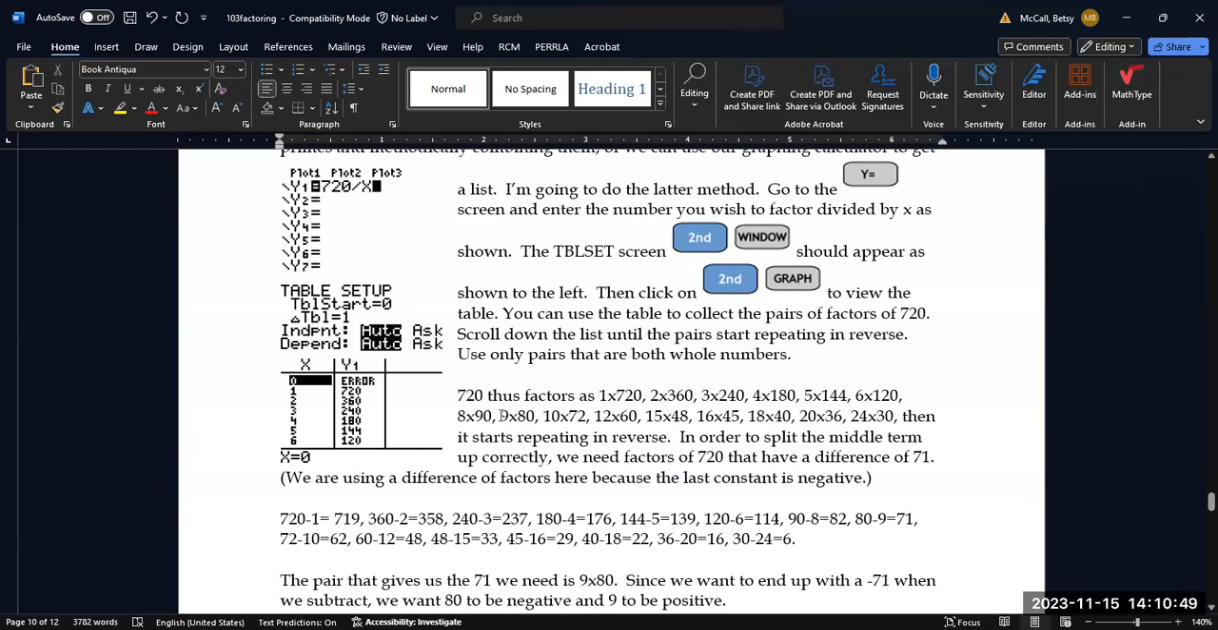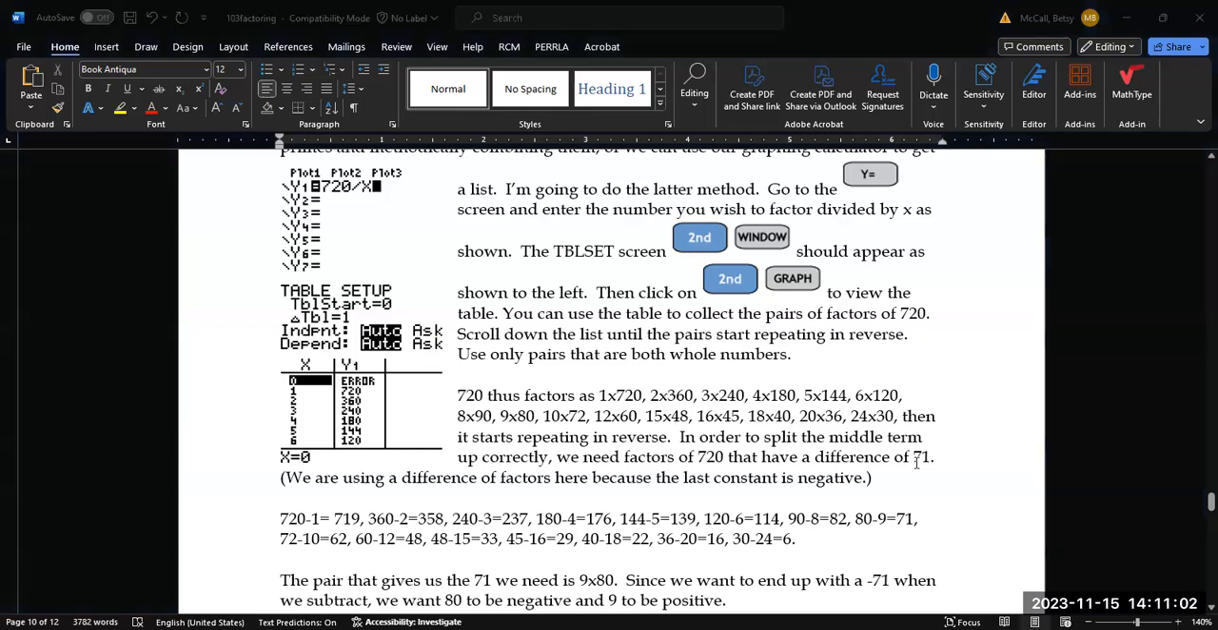Now, what we're looking for is a set of factors here where the difference is 71. And it's the difference because that constant on the end, the 30, was in fact negative.